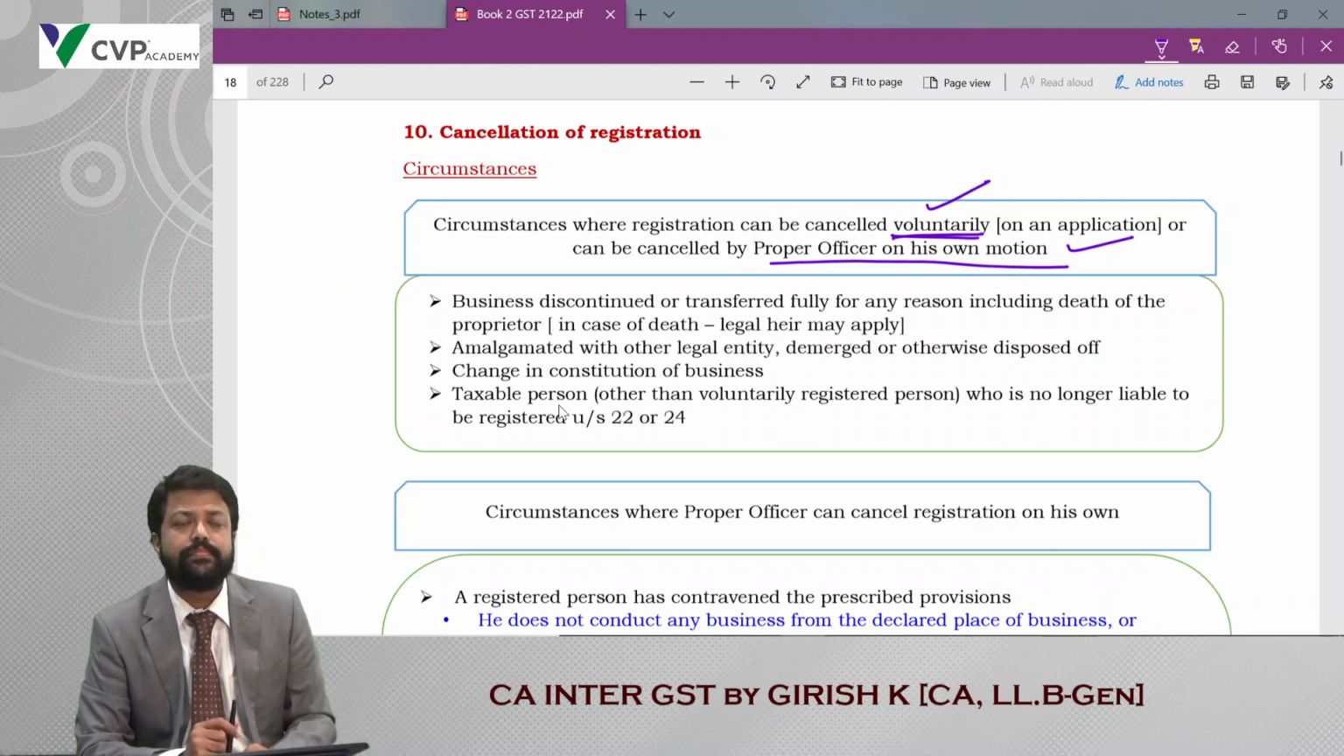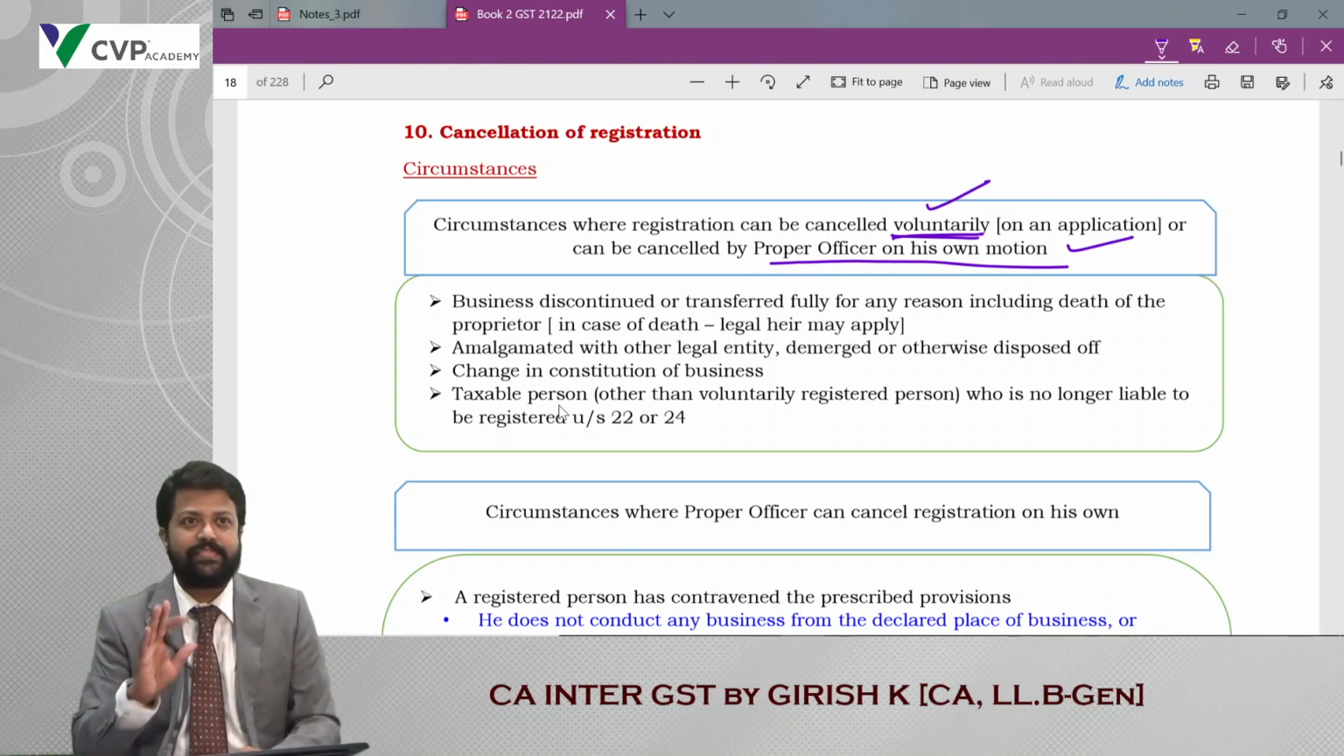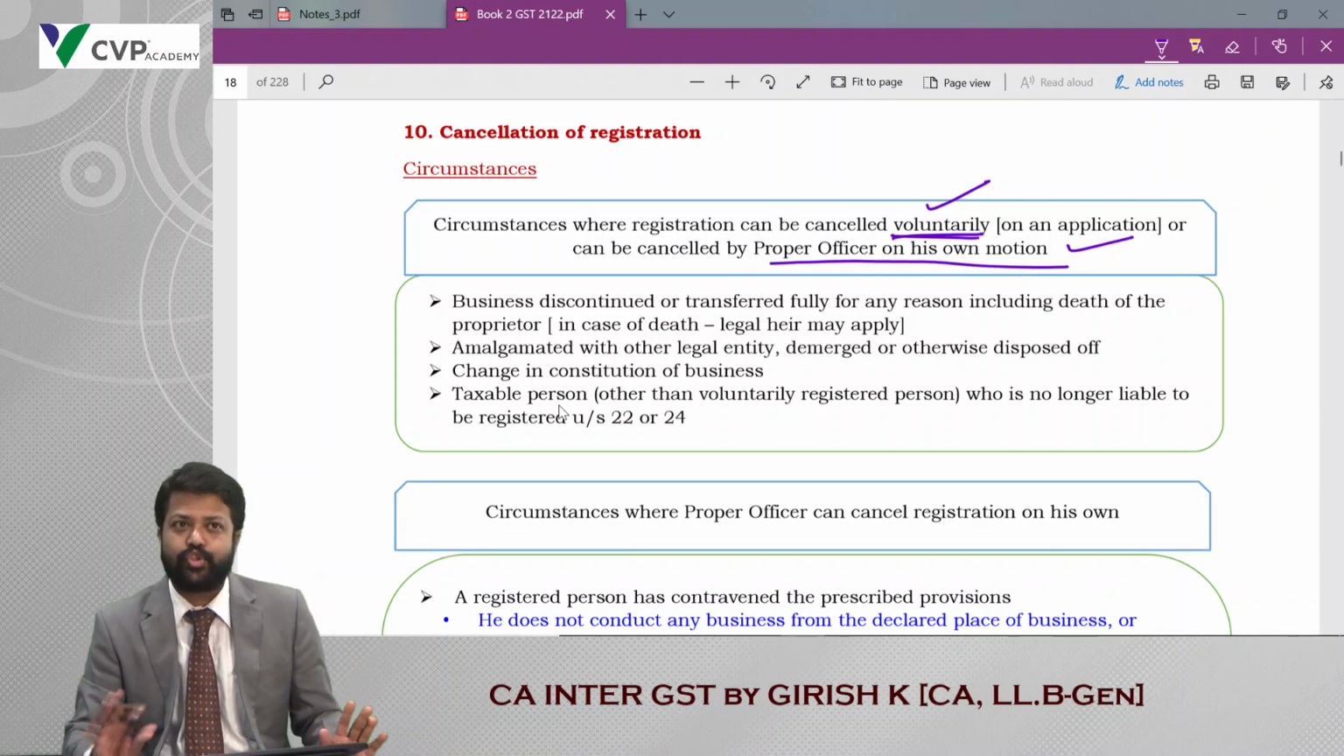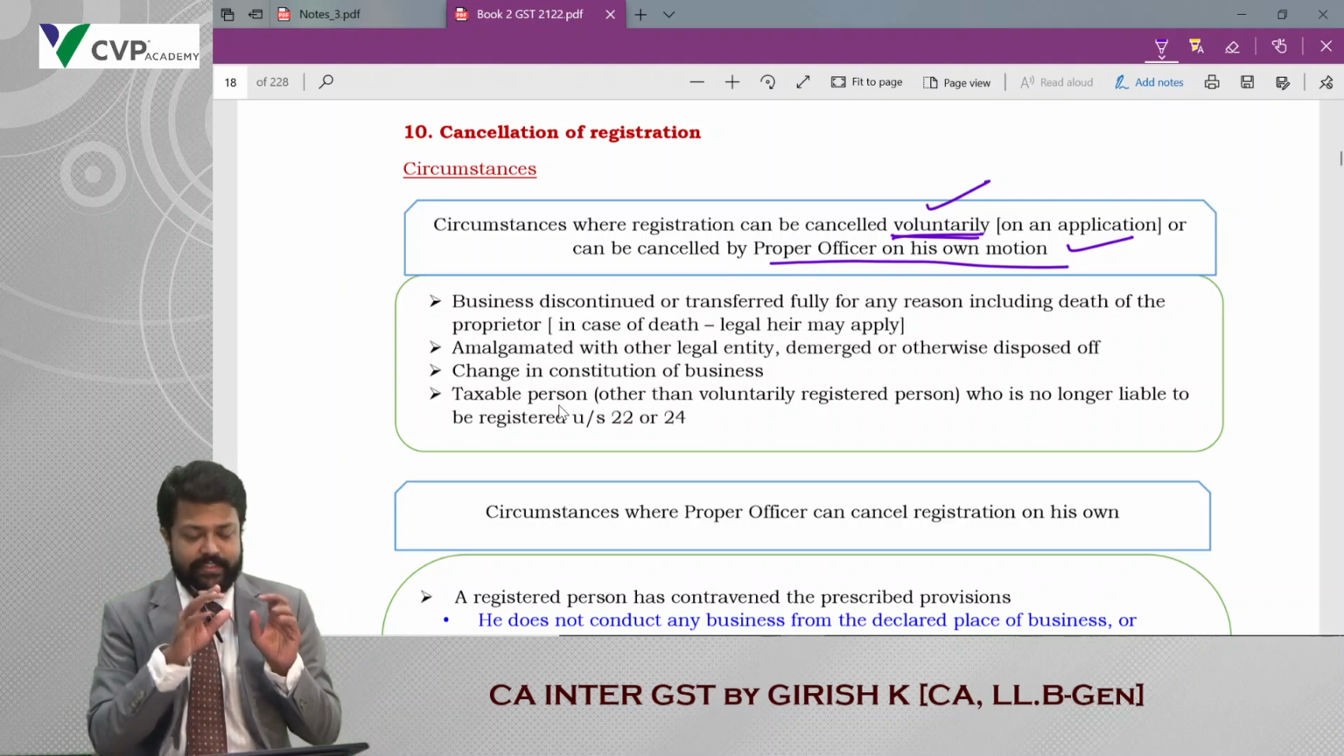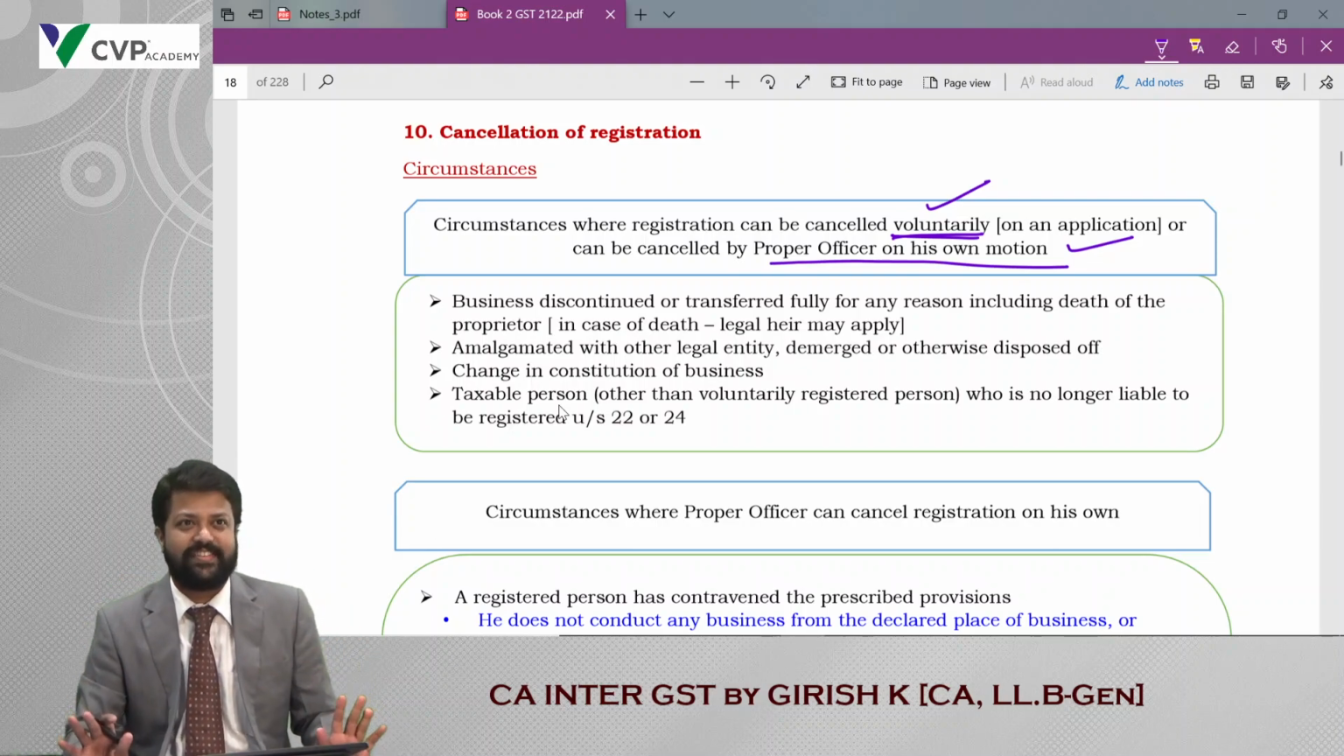Suppose a proprietor dies and his legal heir takes over the business, then what? See, we have seen the special cases where there is a transfer of input tax credit. So obviously this registration number gets cancelled. The new registration number in the name of the son or the daughter needs to be acquired, and there is a provision for transfer of ITC etc. that we have seen in section 18 on input tax credit. So the registration is different; there the registration needs to be cancelled.